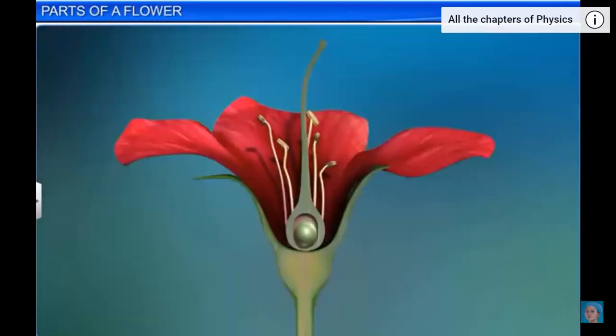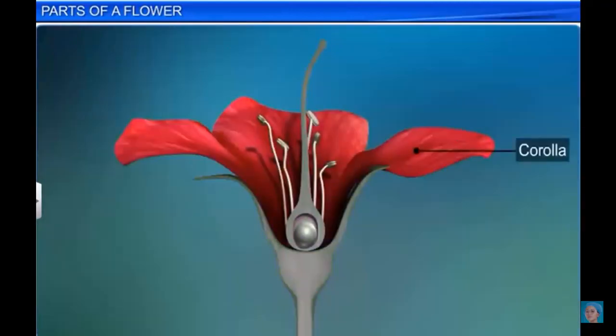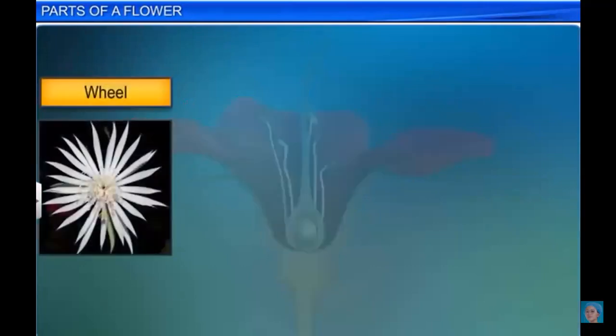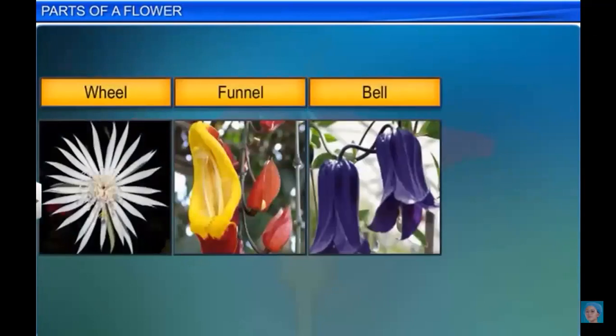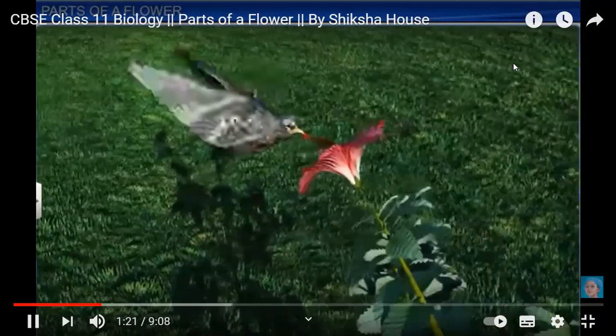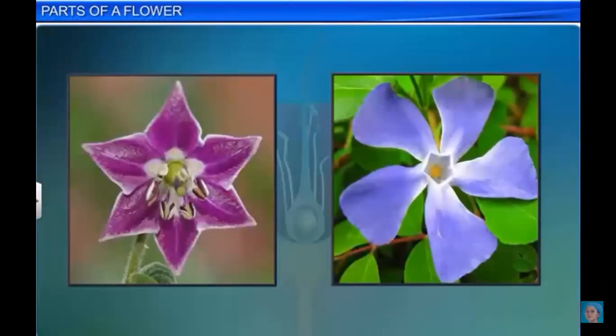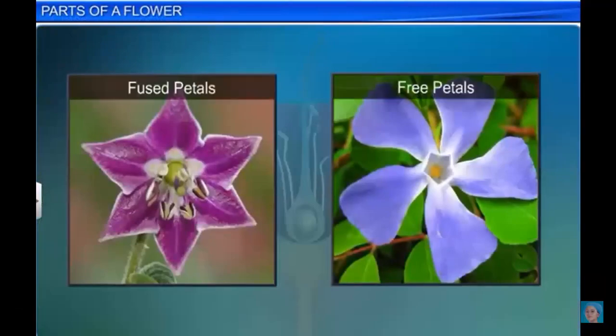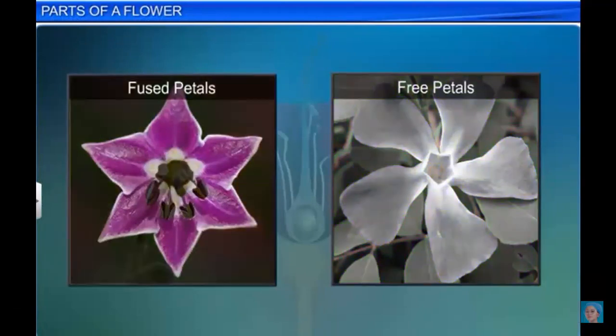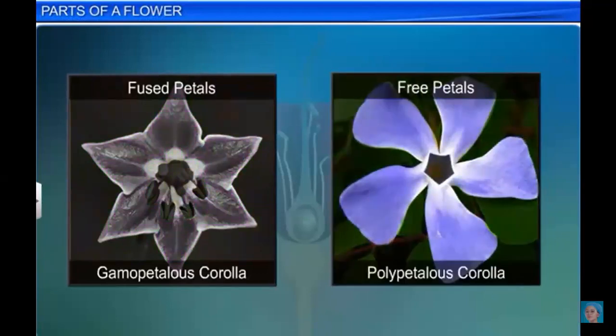The next inner whorl is the corolla, which consists of petals that are usually thin and soft. There is a wide variety in the color and shape of the corolla. It can be in the shape of a wheel, funnel, or bell, and is sometimes tubular. The primary function of the corolla is to attract insects and birds for pollination. Like the calyx, the petals of the corolla can be either united or free. When united, the corolla is called gamopetalous, and when free, it is called polypetalous.